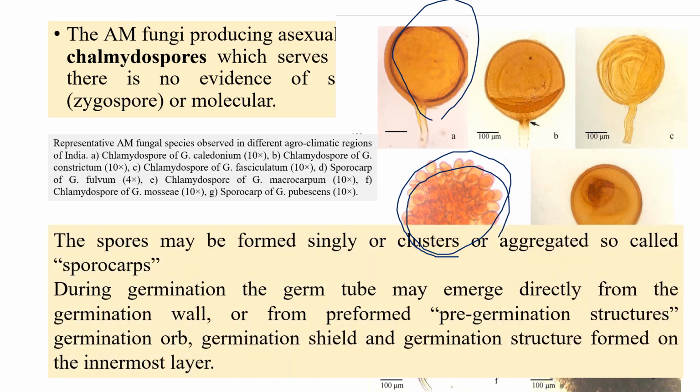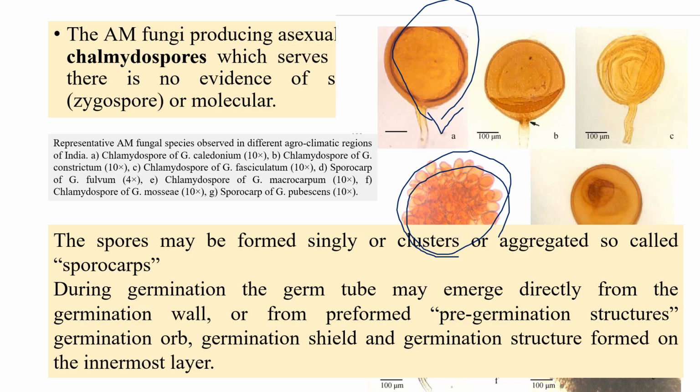Okay. Another important feature, as I told you: the spores may be produced singly, or in clusters, aggregated, or in branches. If it is producing branches, it is called a sporocarp. If it is producing singly, it is generally called a chlamydospore, right? During germination of this chlamydospore, asexual reproduction is by means of chlamydospores, and they germinate and continuously produce asexual spores. At the time of germination, the germ tube may be directly produced from the spore wall, or there may be pre-germination structures like a germination organ or germination shield, or germination structures formed in the innermost layer.